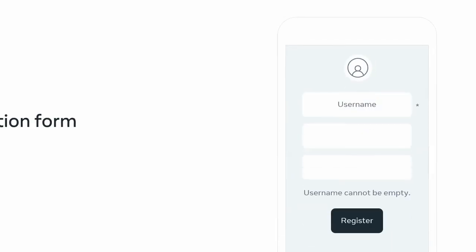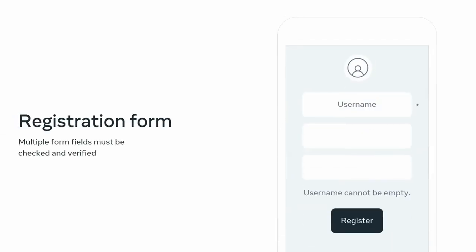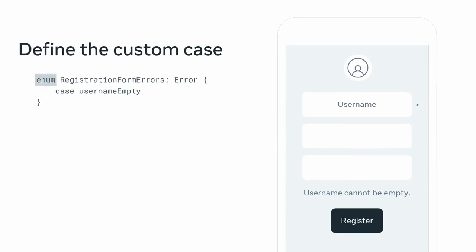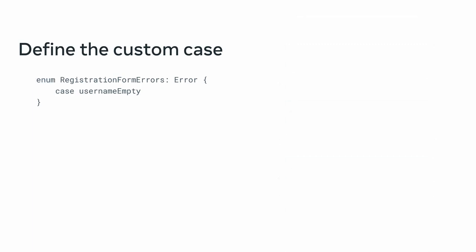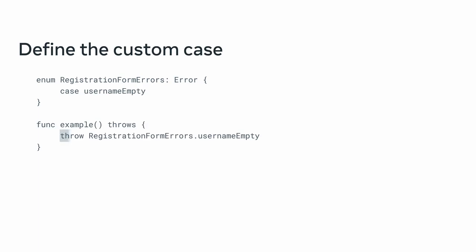To demonstrate this, let's revisit the Little Lemon scenario where customers are required to complete the user registration form. Suppose that the form has multiple fields that must be checked and verified. In this case, the username field is mandatory and cannot be empty. To define a custom error, you can create an enumeration that conforms to the Error protocol. This can be achieved by inserting the keyword Error after the enumeration definition and before the enumeration implementation. Then, inside the enumeration, you can define a case called usernameEmpty. Now the error can be thrown inside a throwable function using the keyword throw. Let's explore the scenario further.